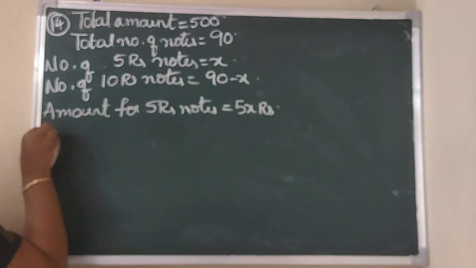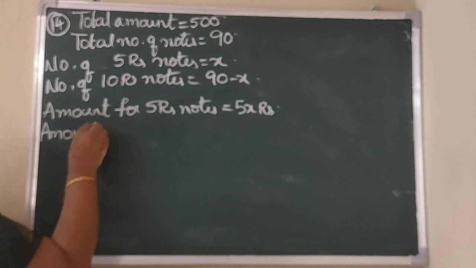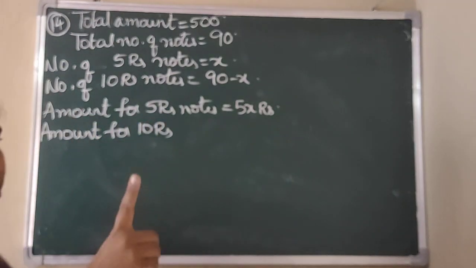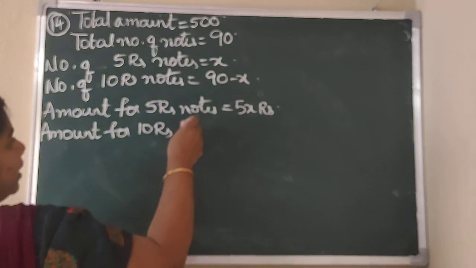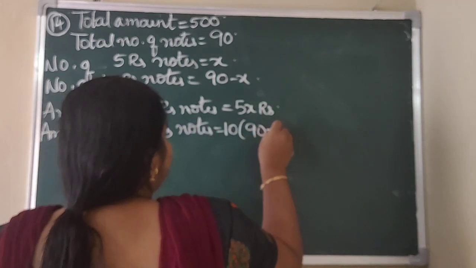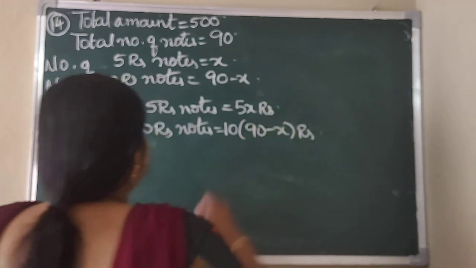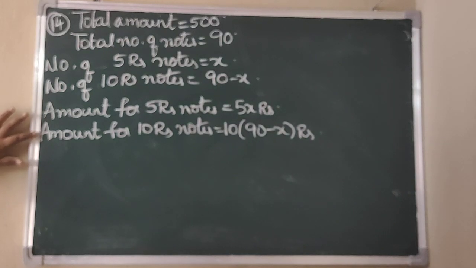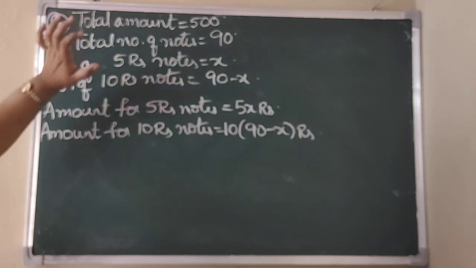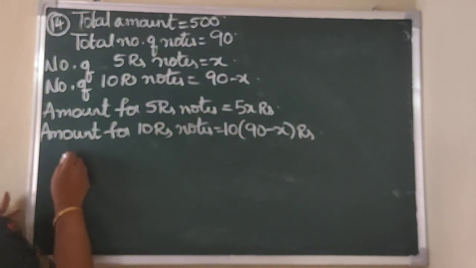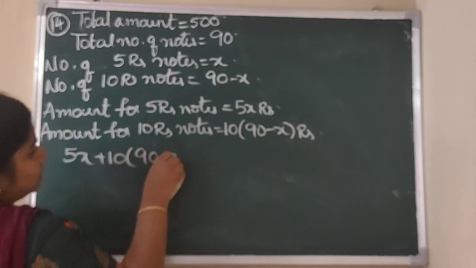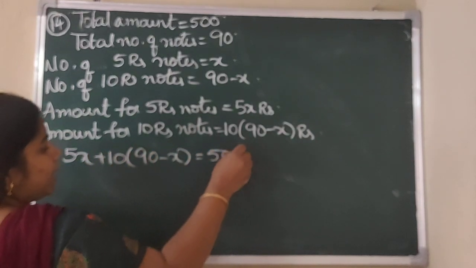In the same way, amount for 10 rupee notes. For one note it will be calculated as 10 rupees. For 90 minus x notes, what is the value? That will be equal to 10 into 90 minus x rupees. So this is an amount, this is an amount and this is also an amount. If you add these two values, that will be equal to how much? 500. So by the problem we can write 5x plus 10 into 90 minus x is equal to 500.